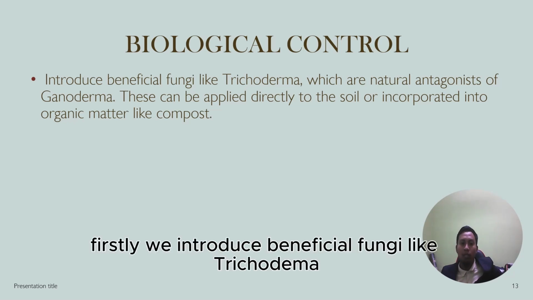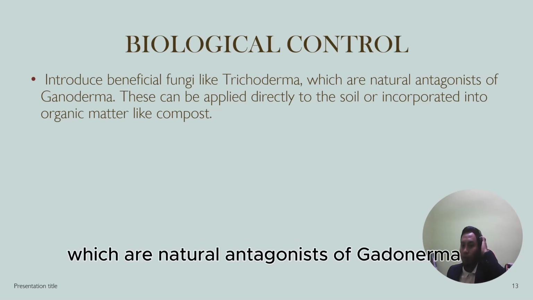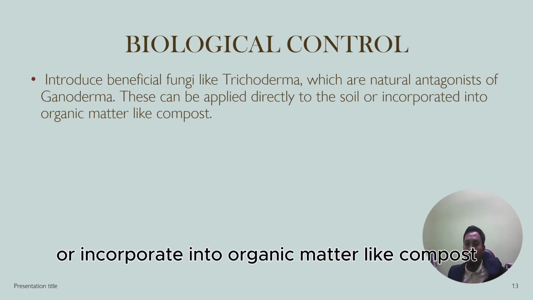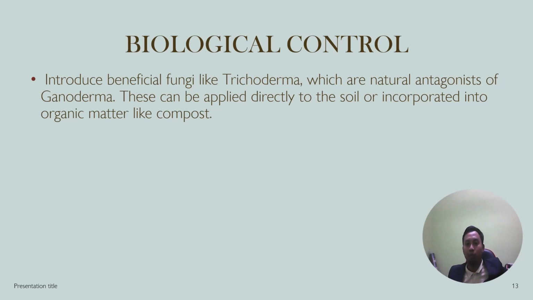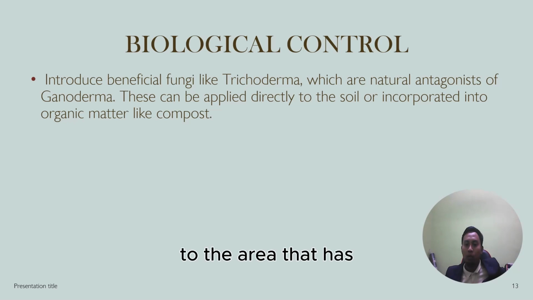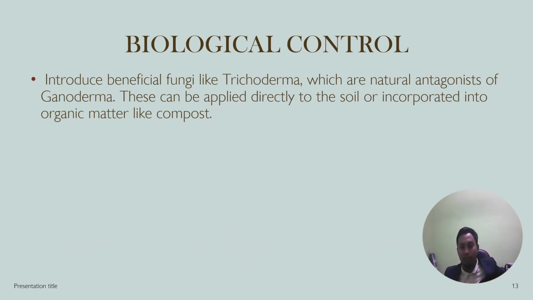For biological control, firstly, we introduce beneficial fungi like Trichoderma, which are natural antagonists of Ganoderma. This can be applied directly to the soil or incorporated into organic matter like compost. Introduce beneficial fungi to the area of palms that have been infected by Ganoderma disease.